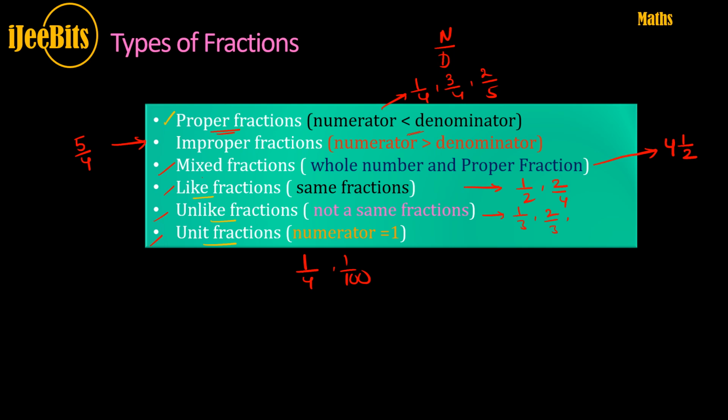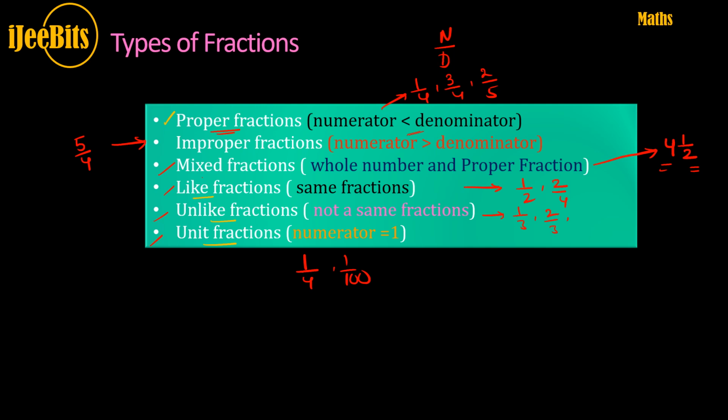Okay, numerator and denominator, if you know these, then you can start thinking of how to define each one. Proper fraction means the numerator is less than the denominator. Improper means the numerator is greater than the denominator. Mixed fraction means we have a whole number and a proper fraction. Like fractions means if you have two fractions and you simplify one, it reduces to the second one, so both are the same fractions.